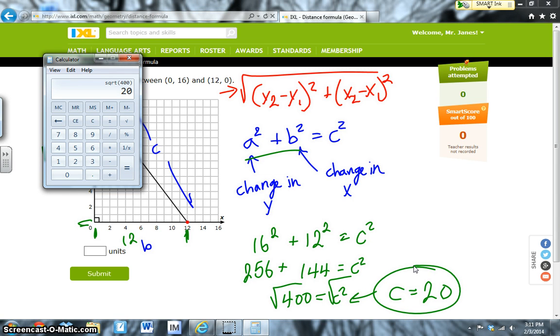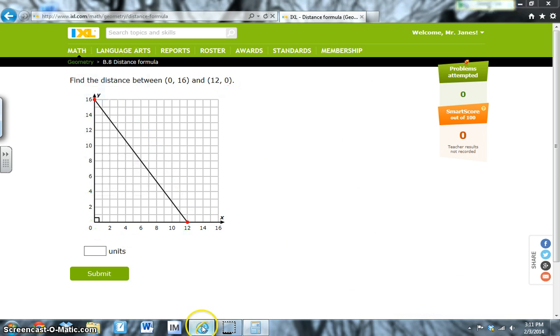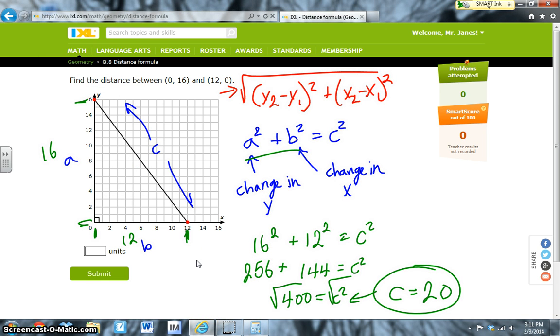Remember, c here was the distance between these two points. So that means my distance is 20 units. I type that in, double check that. Okay, 20 units. Looks good.